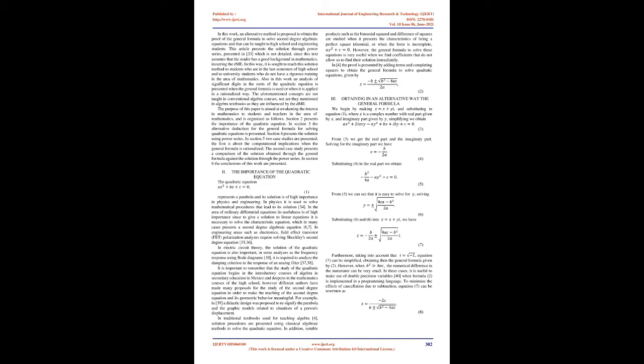IJERT 10 is 060100 www.ijert.org 302. This work is licensed under a Creative Commons Attribution 4.0 International License. Published by http://www.ijert.org International Journal of Engineering Research and Technology, IJERT, ISSN, 2278-0181 Volume 10 Issue 06, June 2021 4.